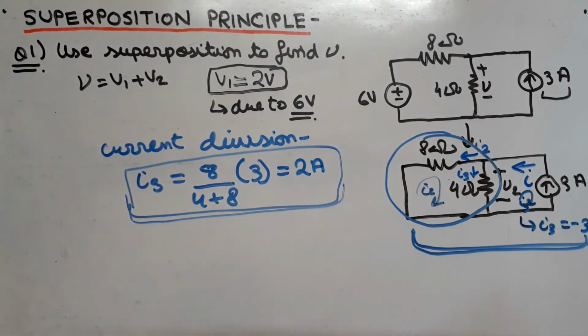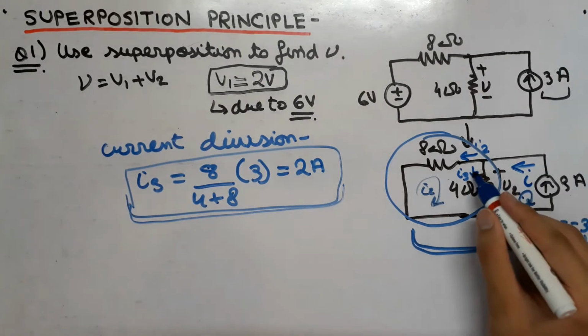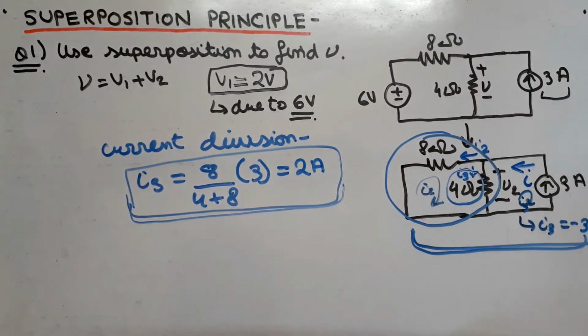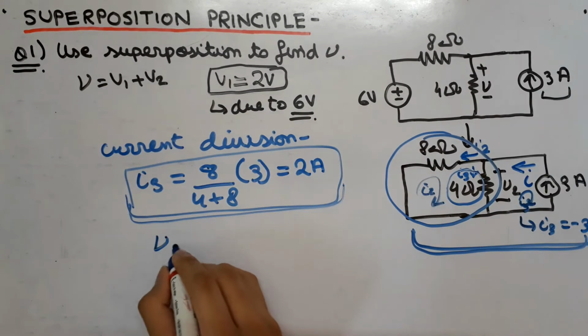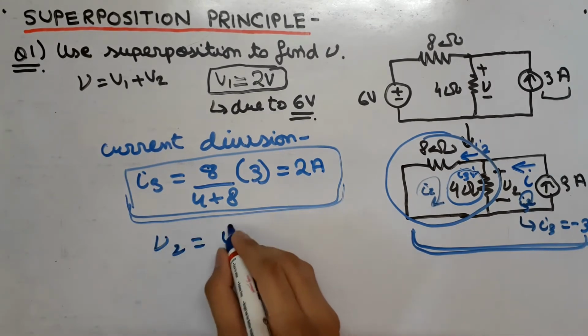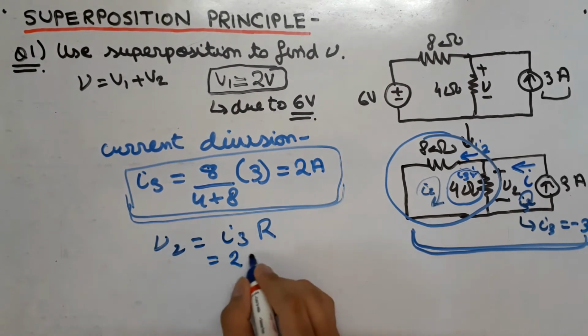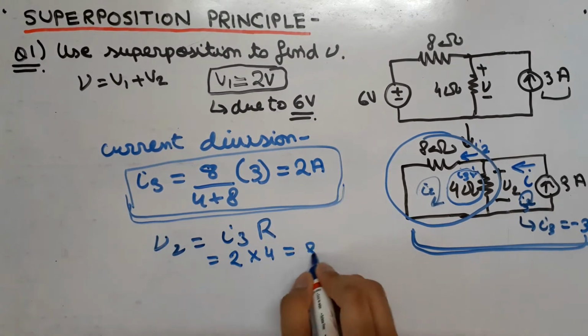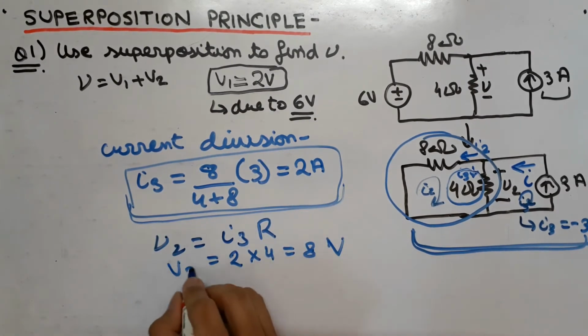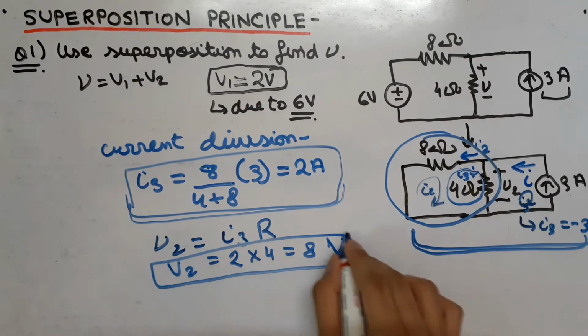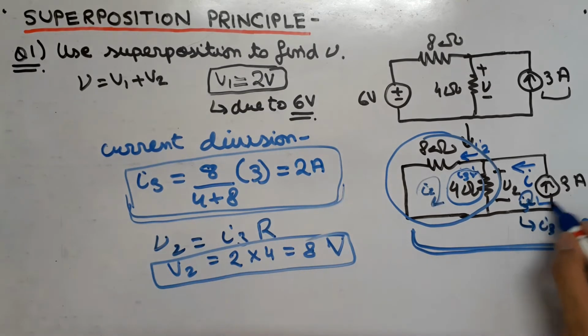Now we have found out the value of I3, that is the current flowing through the 4 ohm resistor. Now we will find the value of V2. We will use the formula, that is I3 into R. Now we have found out the value of I3, that is 2 into 4, which will come out to be 8 volts. Now we have found out the value of V2, which is the contribution due to the ammeter.